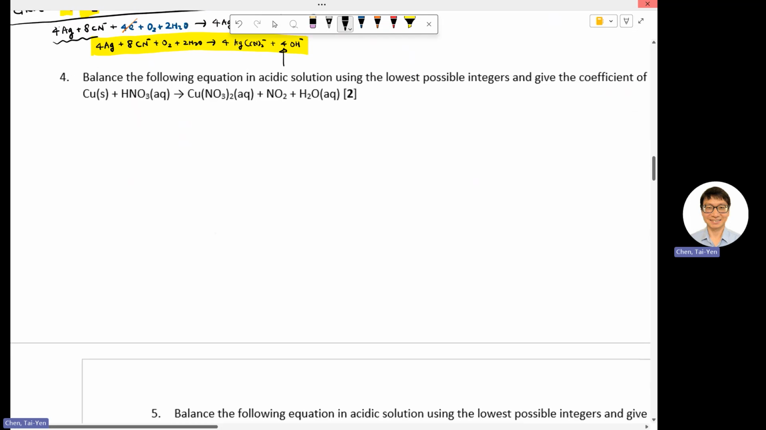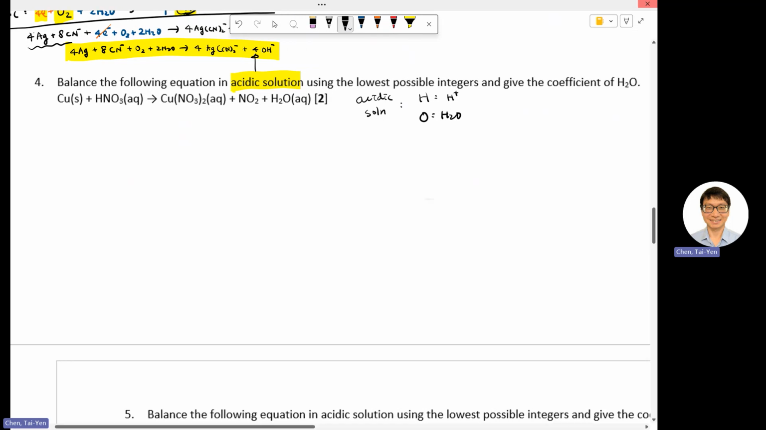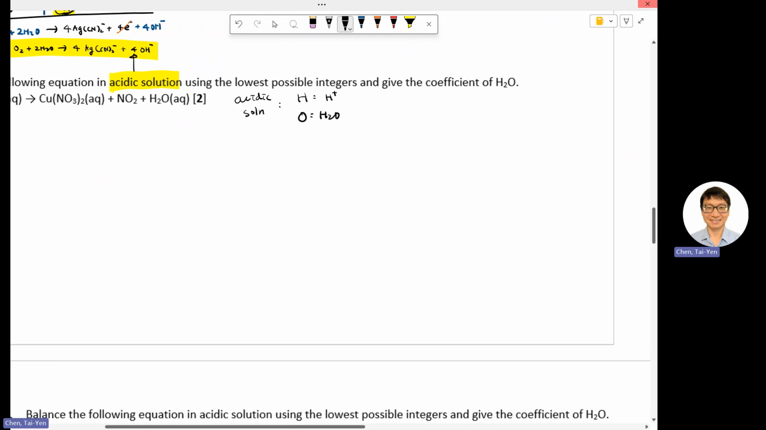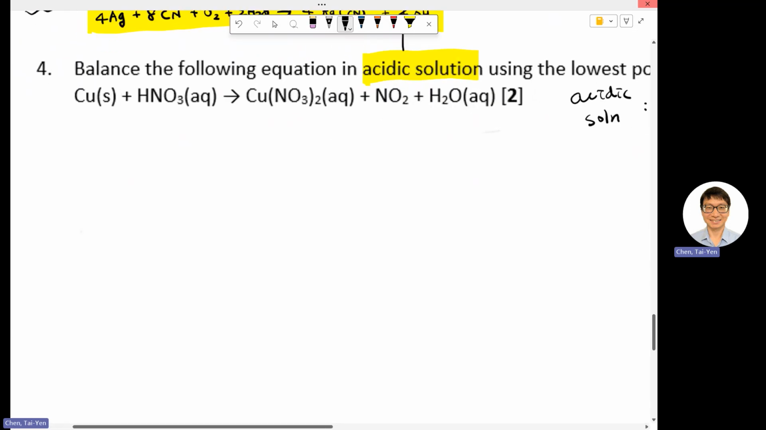Balance the following equations in acidic solution. Since it's an acidic solution, we know if you are missing H, you use H plus. If you're missing O, you use H2O. Using the lowest possible integer, give the coefficient in front of H2O. So the coefficient in front of your H2O is the thing we're looking for. All right, so let's look at this.